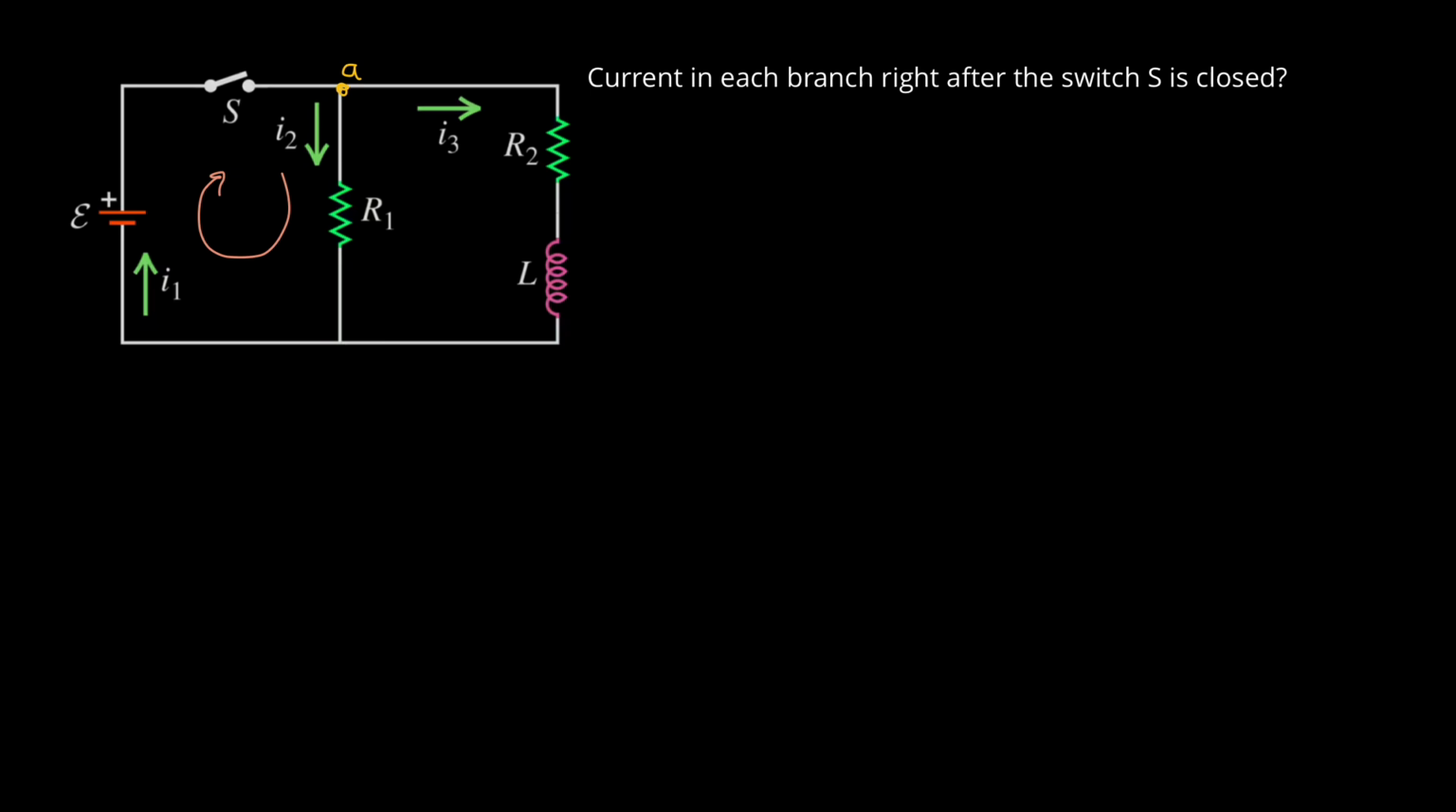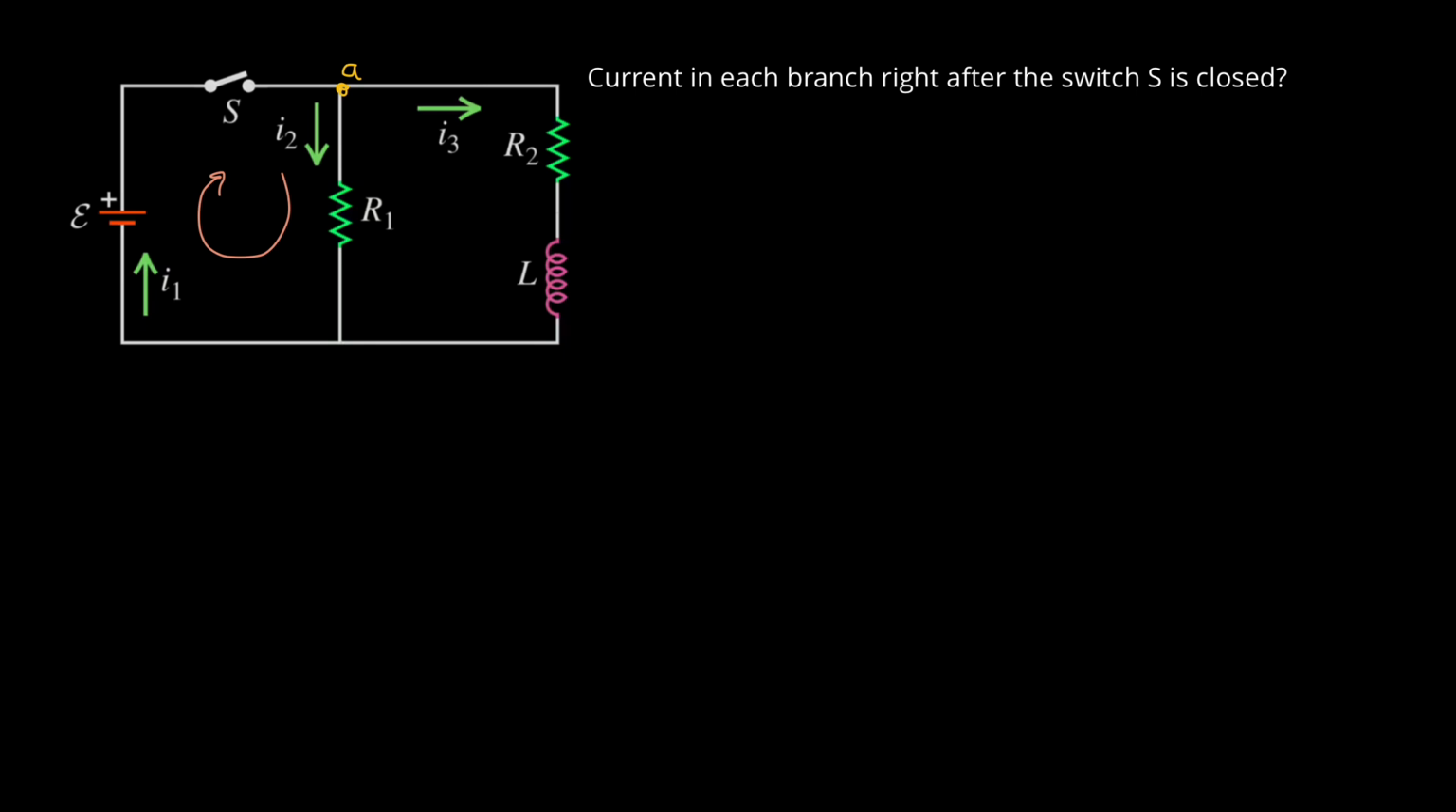A circuit with two loops, as shown in the picture, is set up. The switch is open initially, and then we close the switch. What is the current in each branch right after the switch is closed? Let's start with the right-hand branch.